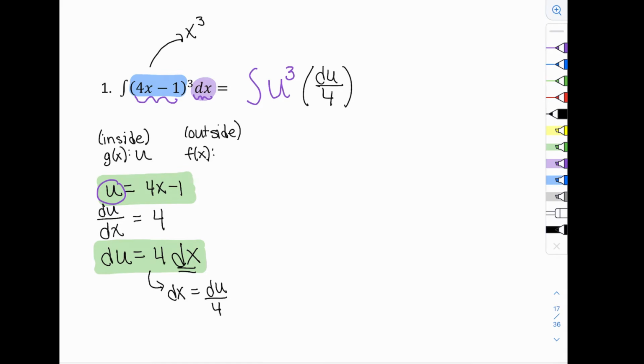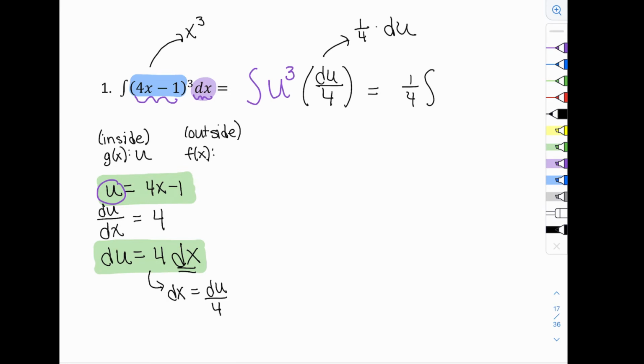It's a little messy as it is right now, so I'm going to simplify it. The du over 4 is really just the same thing as 1/4 times du. And since 1/4 has no variables attached to it, we can treat it as a coefficient. And one thing about integration is you can bring it to the front of the integral sign because it doesn't affect our integral.